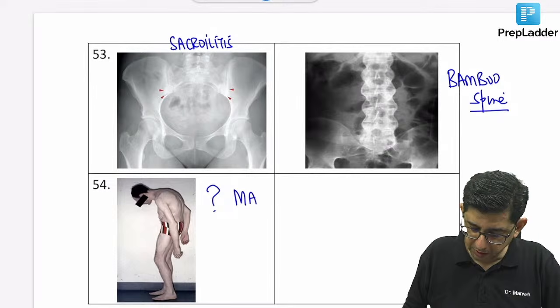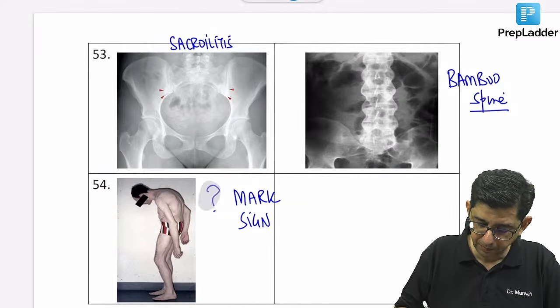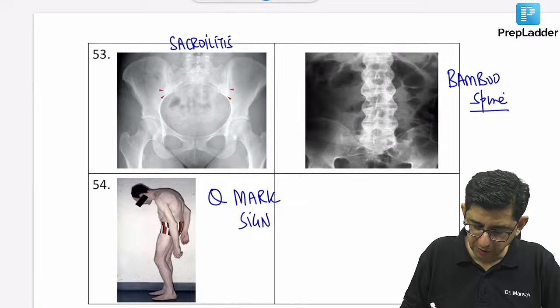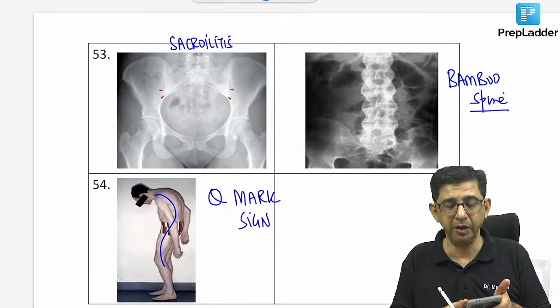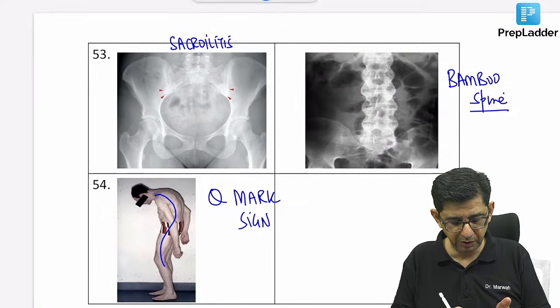This patient is now looking like a question mark sign, right? The patient is having a very severe kyphosis present like this. So the question mark sign is what I've described. So what is the drug of choice for this patient?